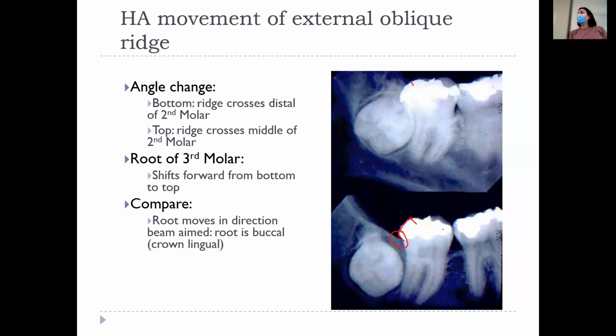Let's do this. Here's one line, here's another line. Is line number 2 mesial or distal to line number 1? Do you see what I mean? So this and this, one is more mesial. Does that make sense? Okay.